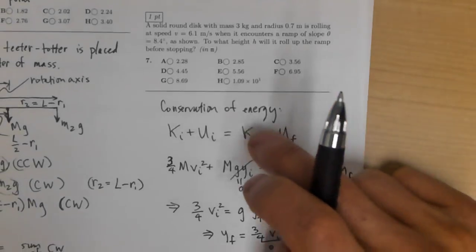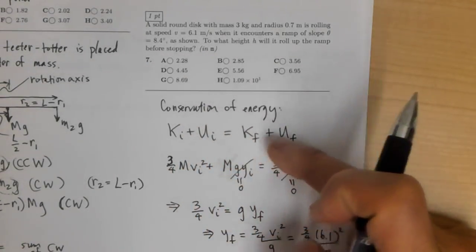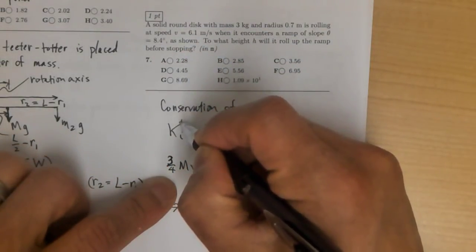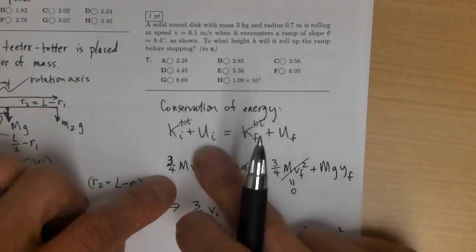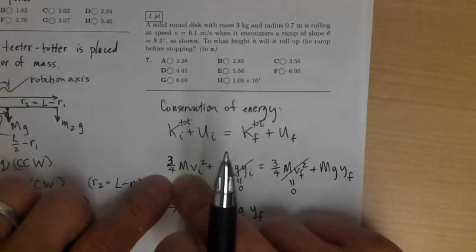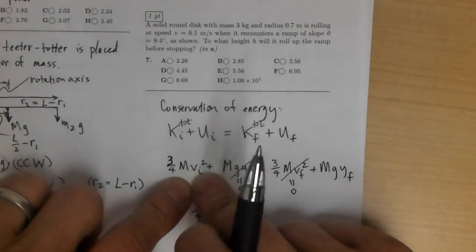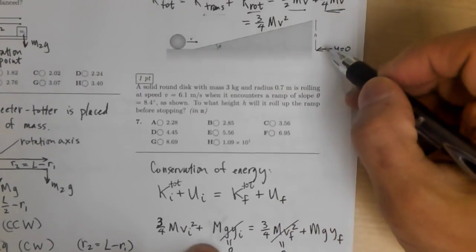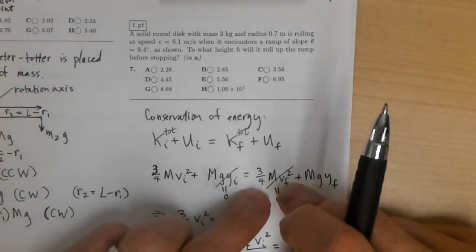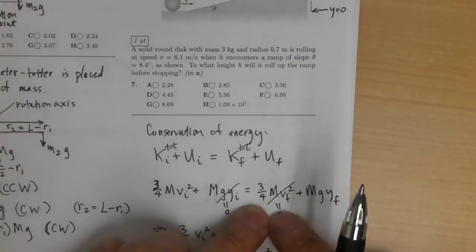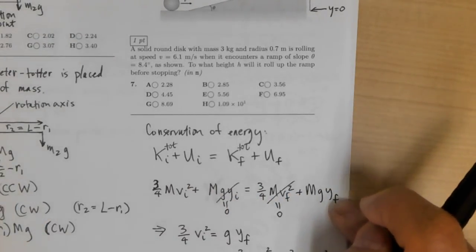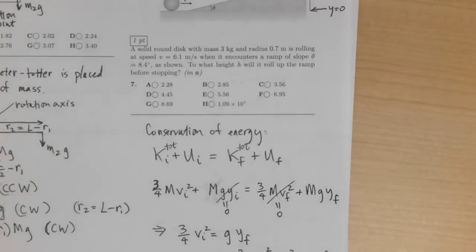Now we're perfectly set up for conservation of energy. Ki plus Ui is equal to Kf plus Uf, where we use the total kinetic energies, and the U's are the gravitational potential energy. The initial total kinetic energy is 3/4 m vi squared, where vi is the initial speed. The initial height is y equals 0, so mgy initial is 0. The final speed is when it stops, so v final is 0. Then y final is the final height, so mg y final is the potential energy.